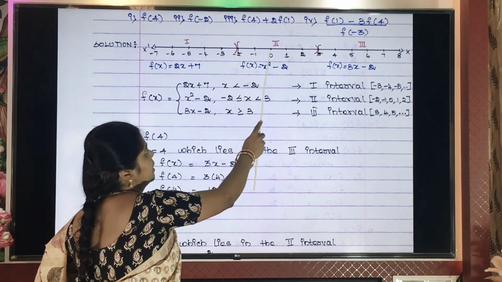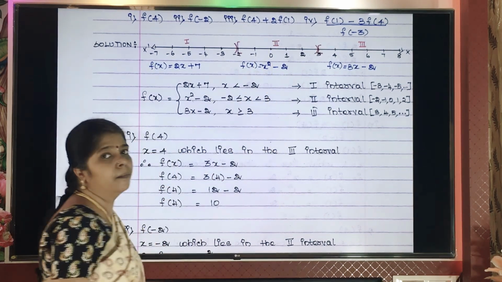So -2, -1, 0, 1, 2 is the second interval.